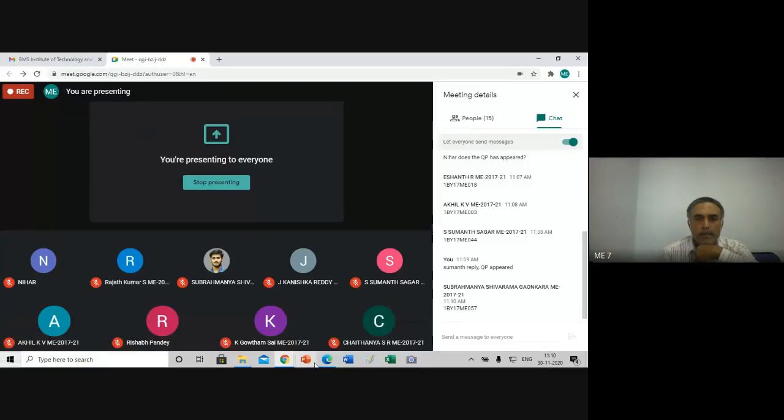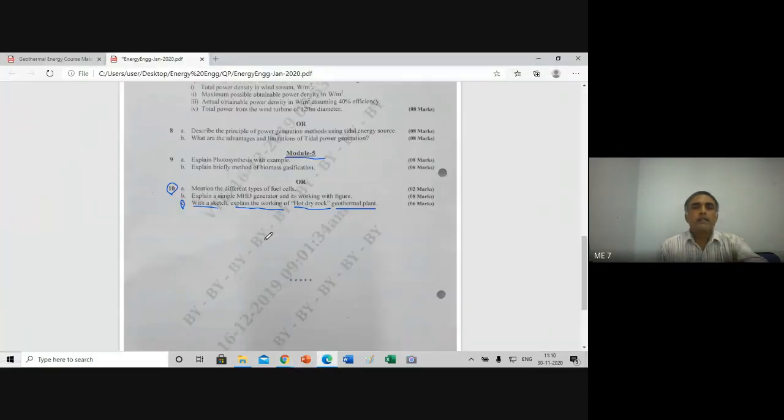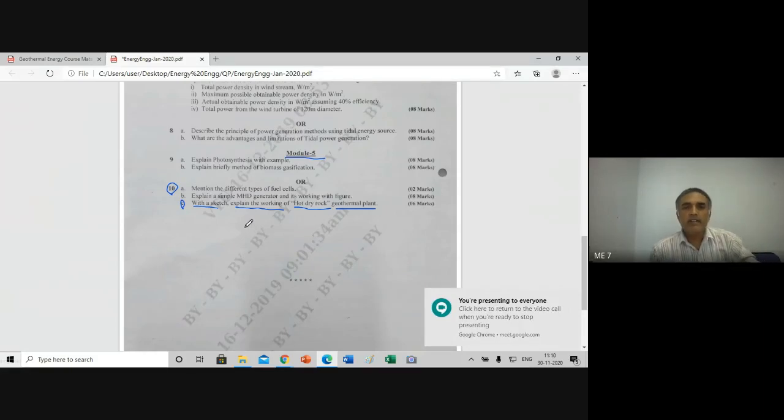What conclusion are we supposed to arrive at from these equations 1 and 2? Is it clear, students? With a neat sketch, explain the working of a hot dry rock geothermal power plant.